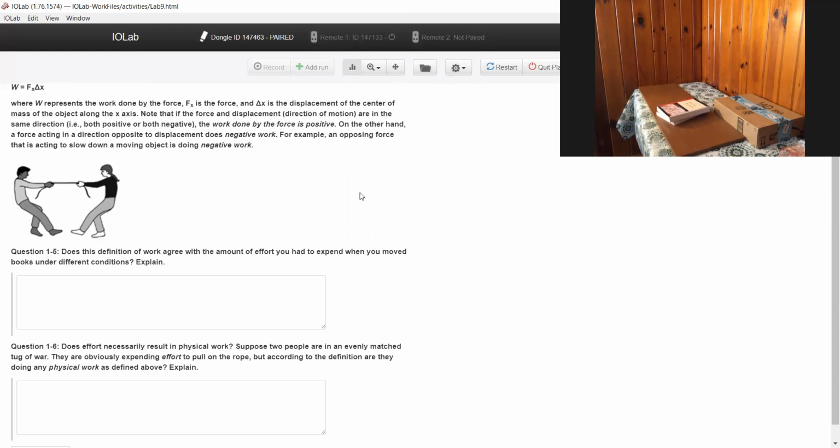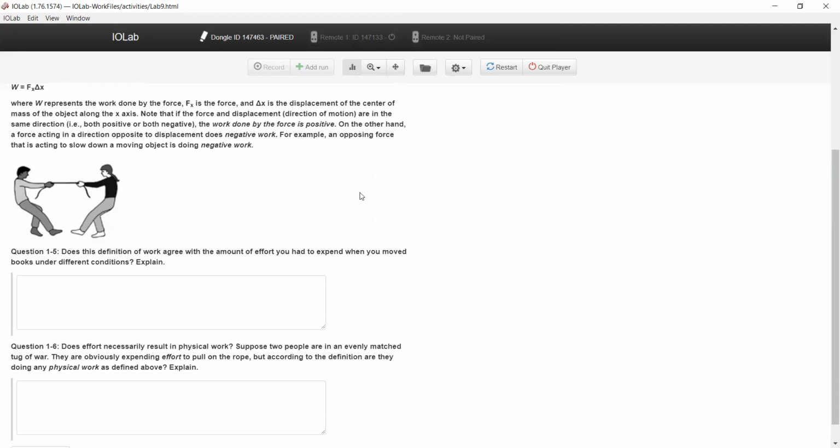So that means you might have a clear idea. In order for the effort to result in physical work, there should be some displacement as well. Without displacement there cannot be physical work. Like in the tug of war, if nobody is moving and they are just applying the effort, there is no displacement there. Without displacement the work is not done. So effort does not necessarily result in physical work.